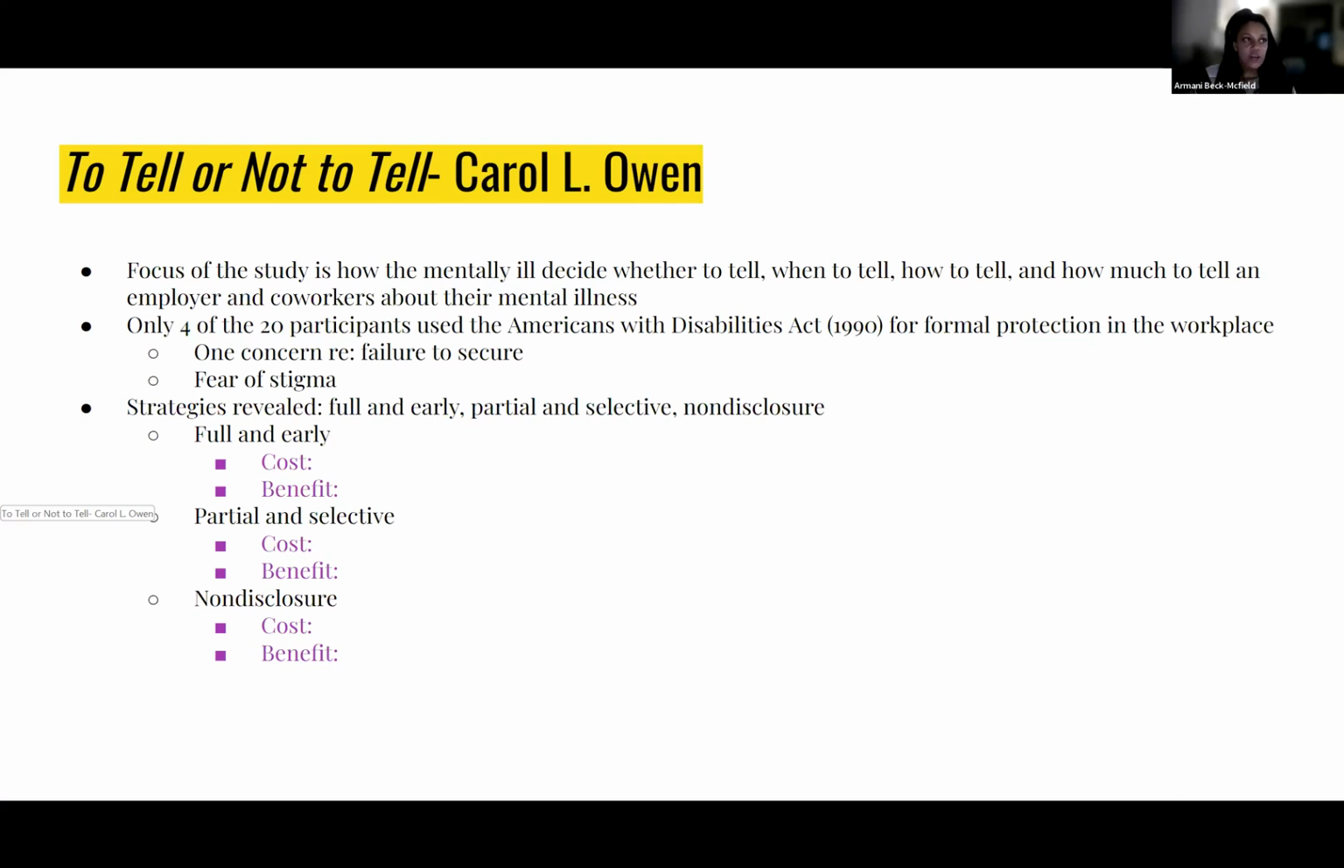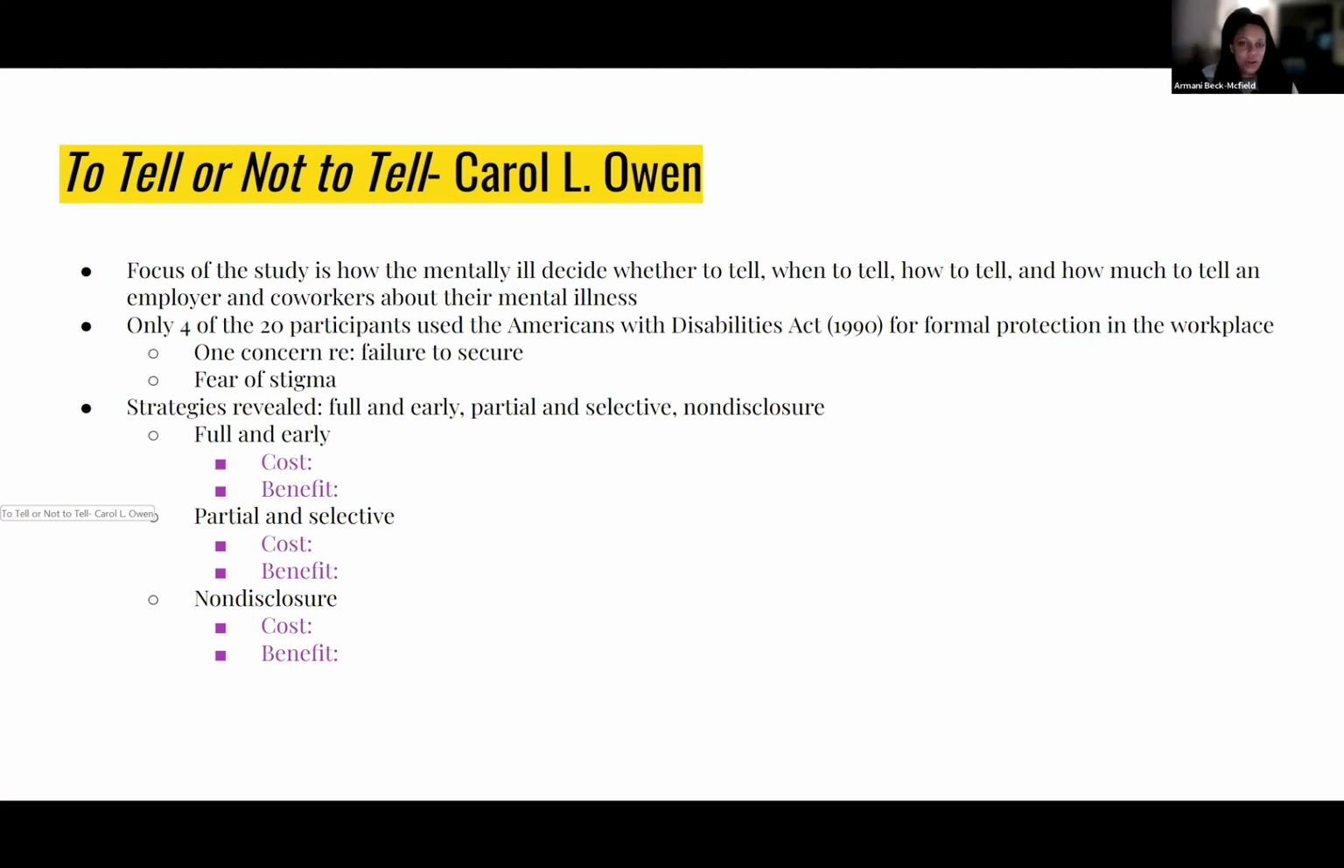Okay, partial and selective. So this is you tell some people if you feel like you need to. Maybe you tell your work wife, but you don't tell your boss. So you're selective about who you tell, and you never tell everything. What's the cost of that? What's the benefit of that?